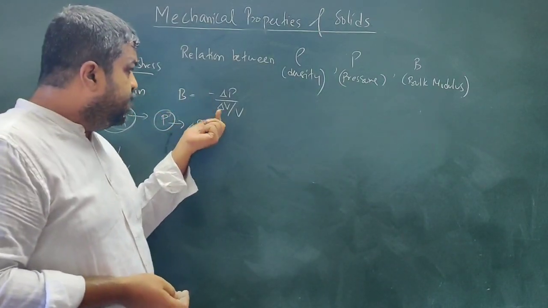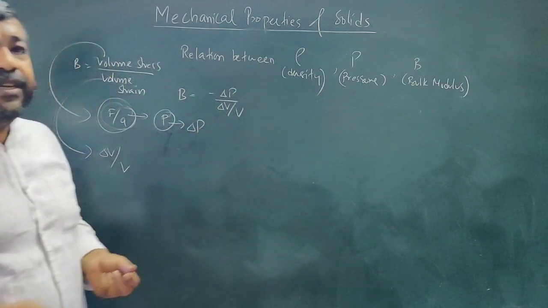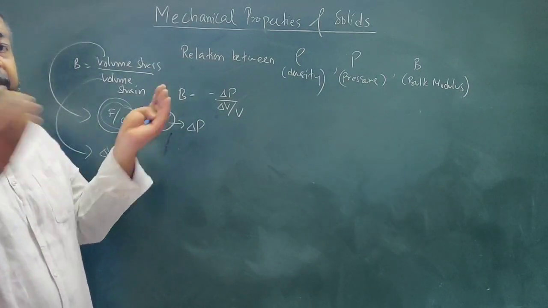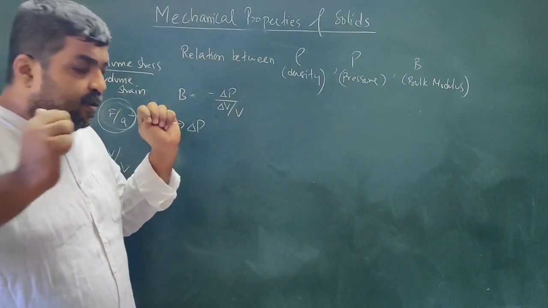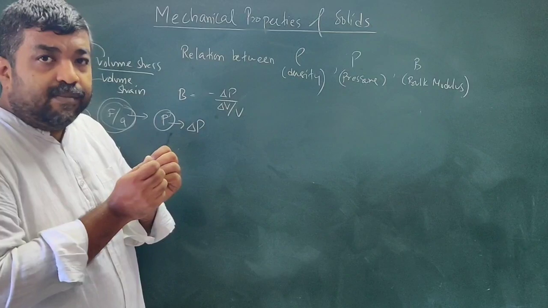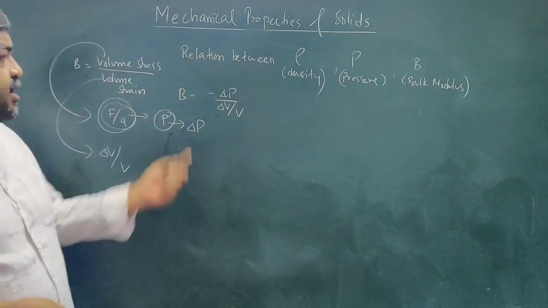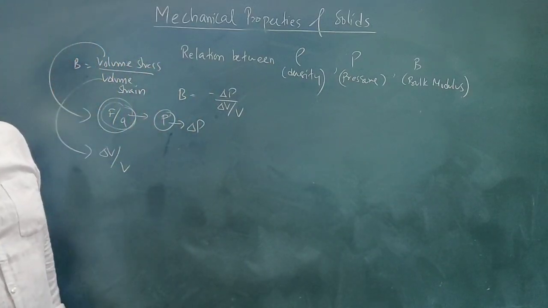Now the minus sign denotes that if delta V is negative, that means if volume is decreasing, then pressure is increasing, because whenever you increase the pressure, volume will decrease. Correct? So delta V and delta P will have opposite signs. That is the significance of this negative sign.